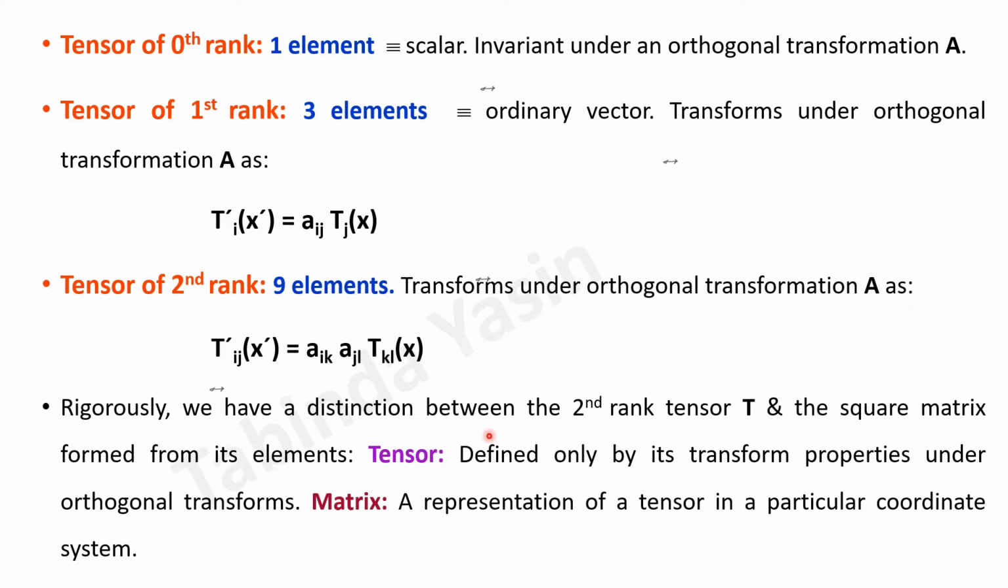Rigorously, we have a distinction between the second rank tensor capital T and the square matrix formed from the elements of the tensor, defined only by its transform properties under the orthogonal transforms. A matrix is a representation of a tensor in a particular coordinate system.